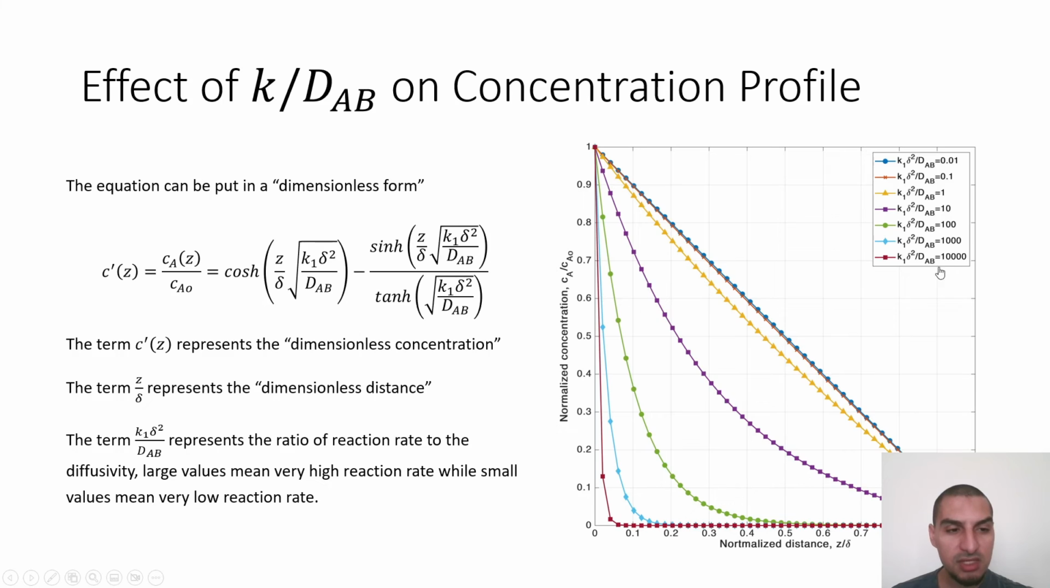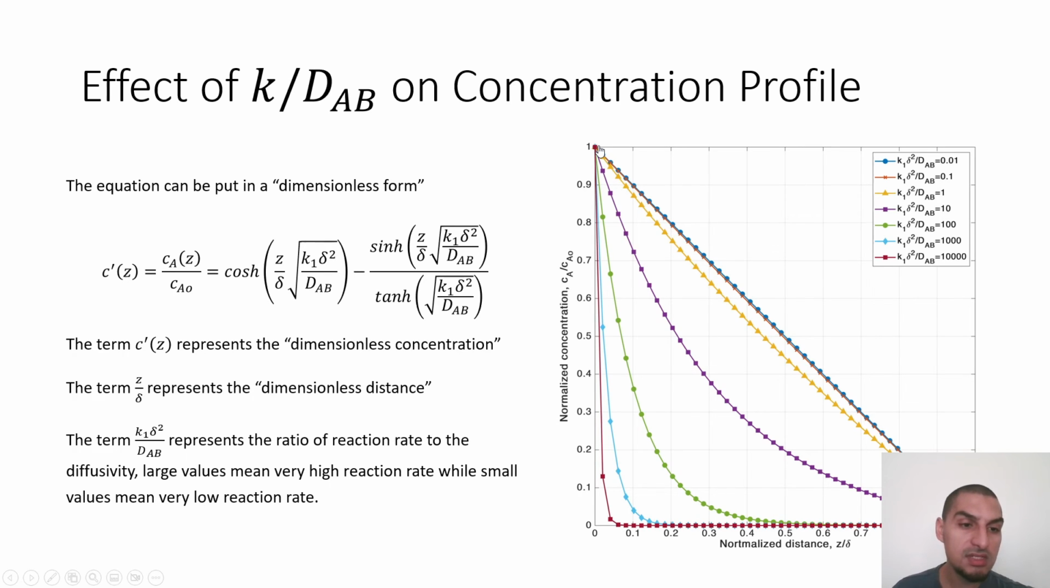And let's check the case of k delta square over D equals 10,000, which means that you have a very fast reaction. So you'd see that the concentration drops significantly in the first 6-7% of the distance, and you almost have zero, it's not exactly zero, but it's almost zero concentration here. And for the rest of the profile, you don't have any concentration. It's consumed. And this is because the reaction is very fast, so it consumes the species very quickly.